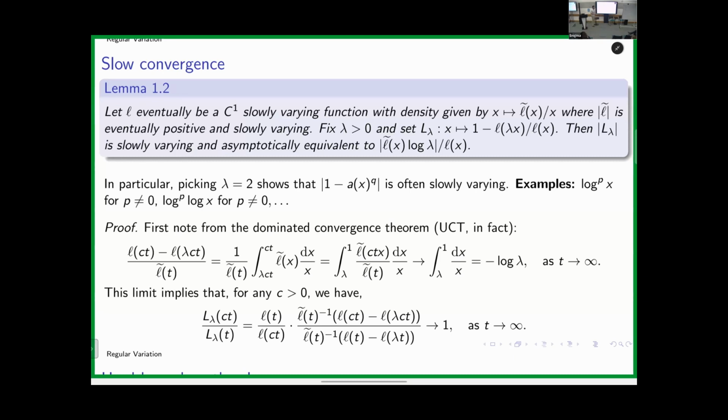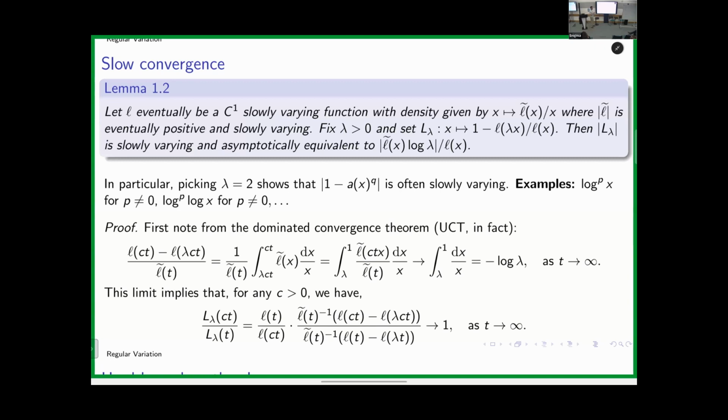So first, slow variation. I take the capital L of lambda ct over L of ct. I multiply and divide by L tilde. And then I note that this thing and this thing are the things that I computed before. The limit of both of these is minus log lambda, so it cancels out, and this thing will have limit 1. And then this thing here, by the slow variation of the initial function, will also go to 1. Okay, so this thing goes to 1. So why did I put the modulus? Well, because this capital L could be negative, and slow variation is for positive functions, so I just need to.